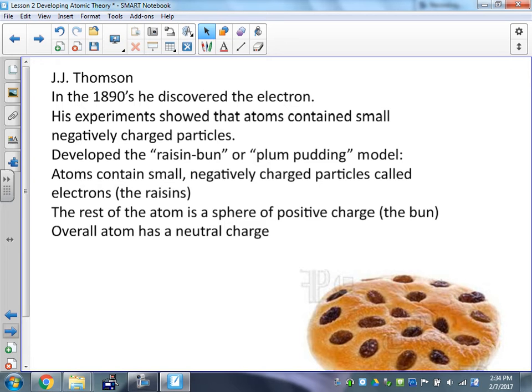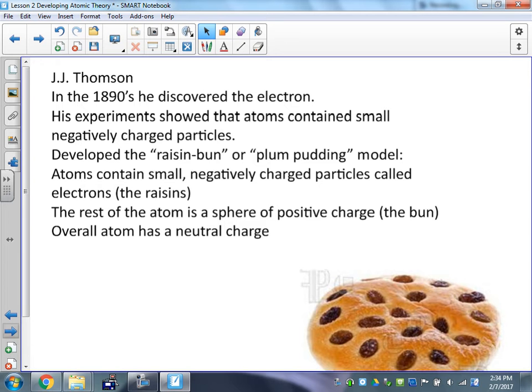The rest of the atom is a sphere of positive charge, and that's the bun or the actual cookie part. The overall atom has a neutral charge. So basically, he was saying that the sphere, this cookie or this bun, was the positive, the raisins were embedded in it, and those were the negatives.